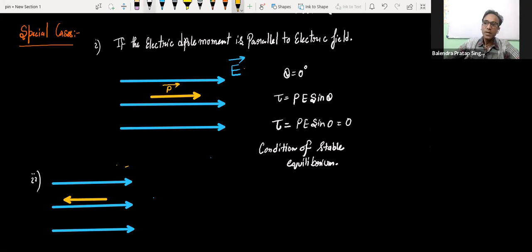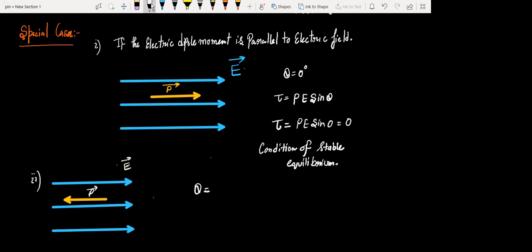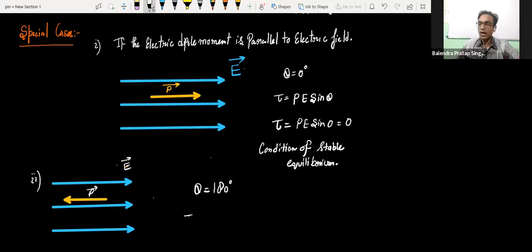So what will be the angle theta in this case? This is your E, this is your P. Vinashi, can you tell me what is the value of theta in this case? 180 degrees is theta. And what is the value of tau? Tau, means torque, is equal to PE sine 180.